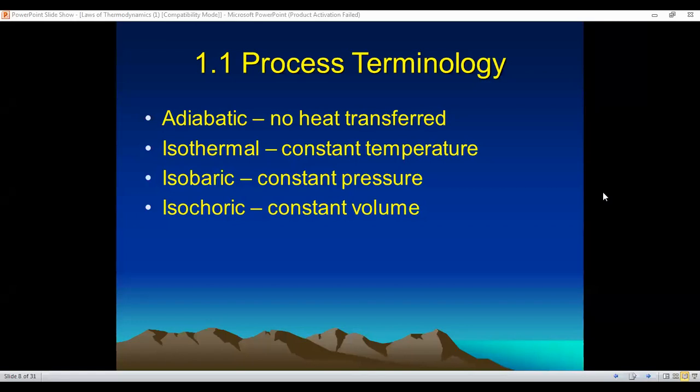Okay, students. So you are here to see these processes: adiabatic process, isothermal process, isobaric process, and isochoric process. We're going to study in detail each of these processes one by one.